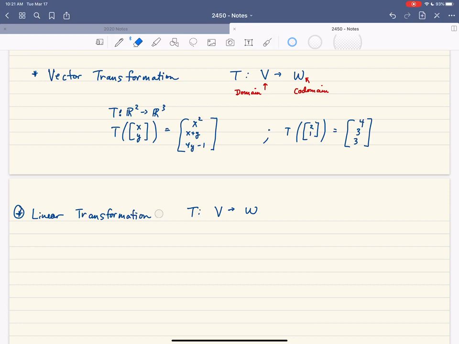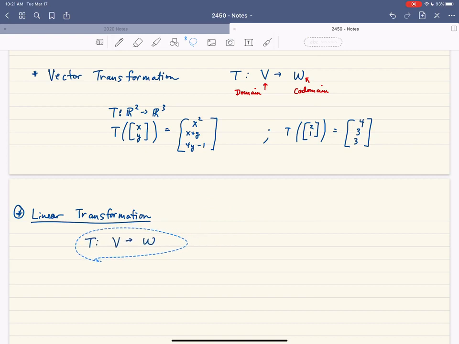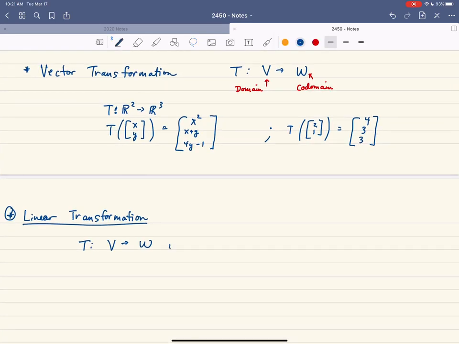I want to be careful about our notation here. I want to say T colon V to W. That's the notation that T is going to be a transformation from V to W. But this transformation is a linear transformation if it has the following properties.